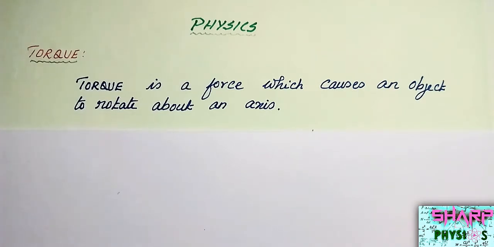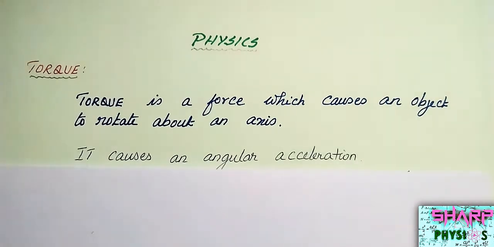Torque is a force which causes an object to rotate about an axis. Before we go in depth, we need to know what torque is. Torque causes an angular acceleration. When you consider force, it causes an object to accelerate in linear kinematics. Similarly, a torque causes an angular acceleration.